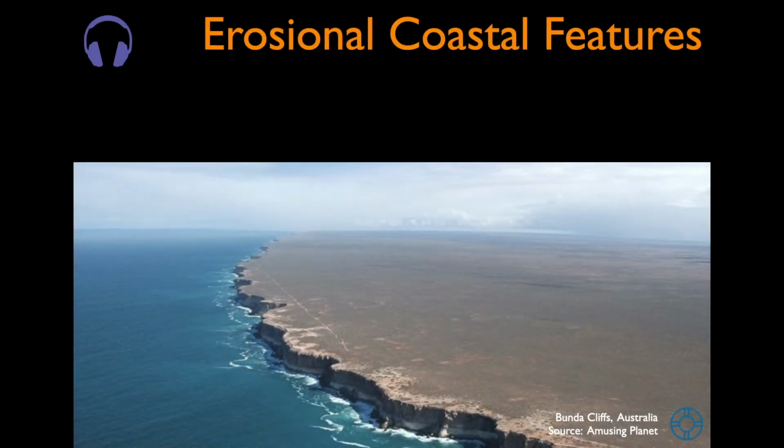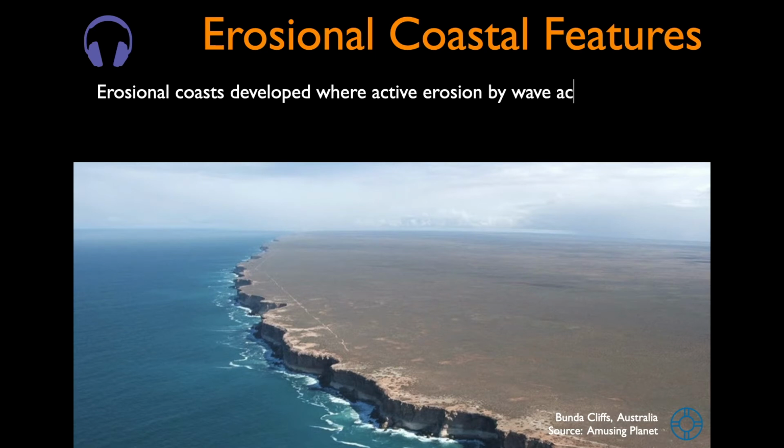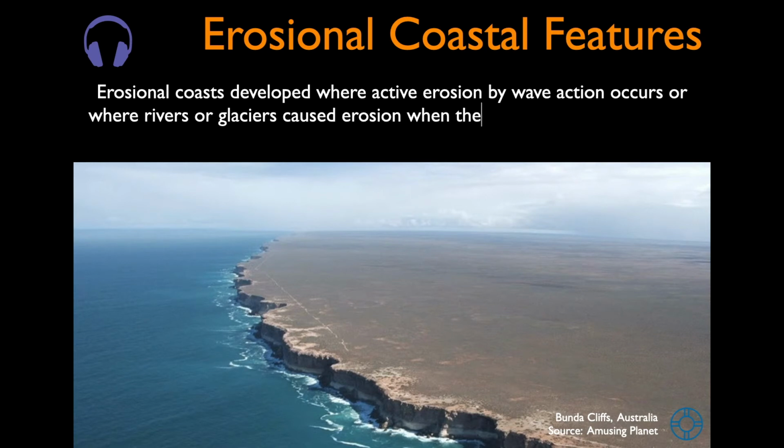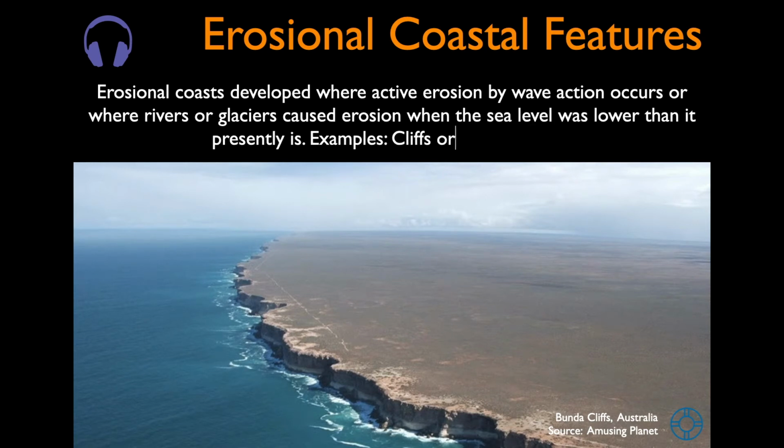Now let's start with erosional coastal features. Erosional coasts developed where active erosion by wave action occurs or where rivers or glaciers caused erosion when the sea level was lower than it presently is. For example, cliffs or rocky shores.